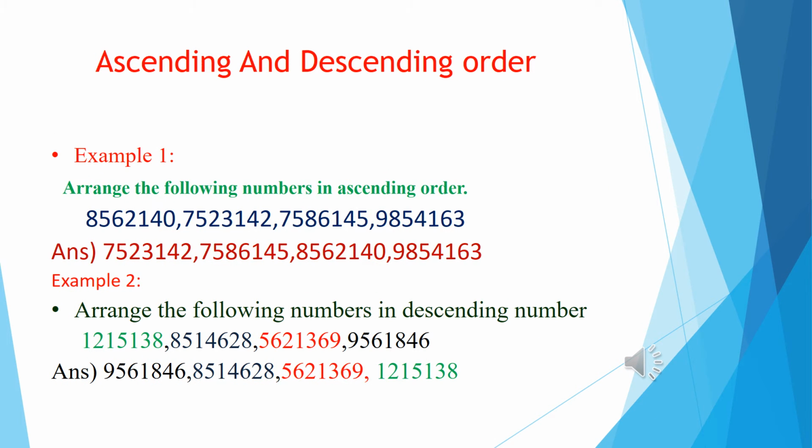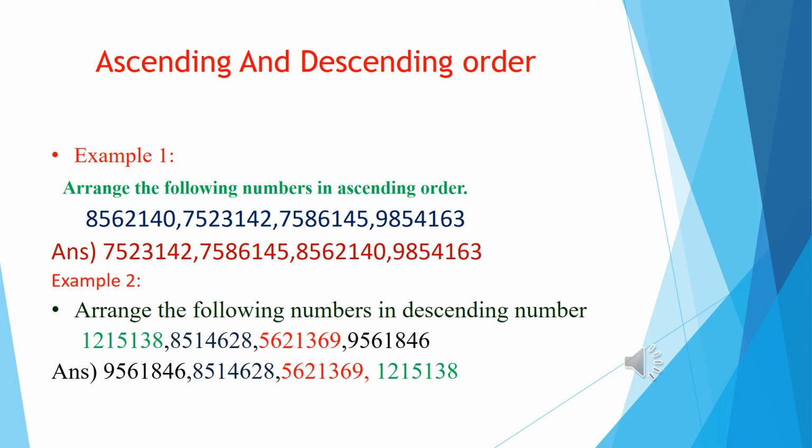Dear children, as we know how to compare numbers, we can arrange them in ascending and descending order. Ascending means arranging the numbers from smallest to biggest, and descending order means arranging the numbers from biggest to smallest. Now let us see the first example. Arrange the following numbers in ascending order.